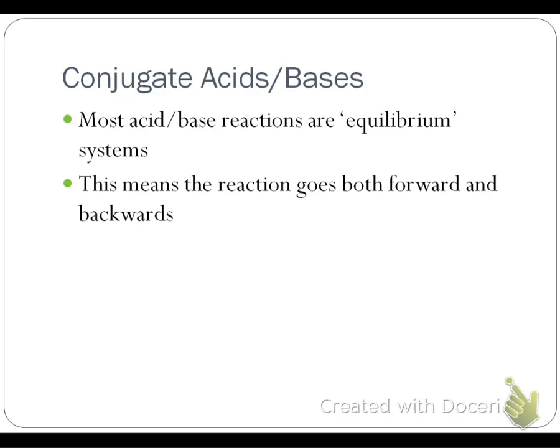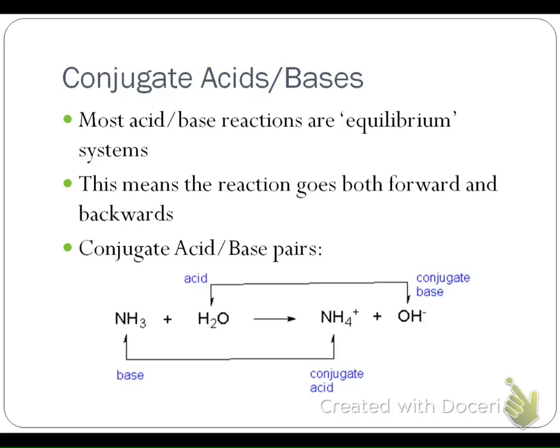Okay, so when we say equilibrium, we see that double-headed arrow, and we know that the reaction can go both forwards and backwards. Now we're going to look at the formation or the identification of a conjugate acid and base pair. A conjugate acid and base pair are essentially these black lines here indicating the pair. So an acid is paired with its conjugate base, and a base is paired with its conjugate acid.